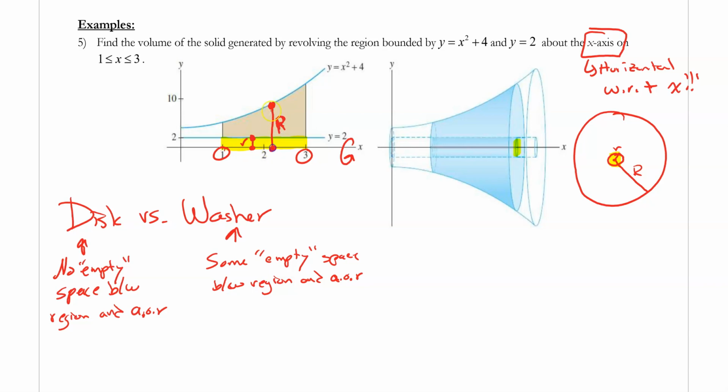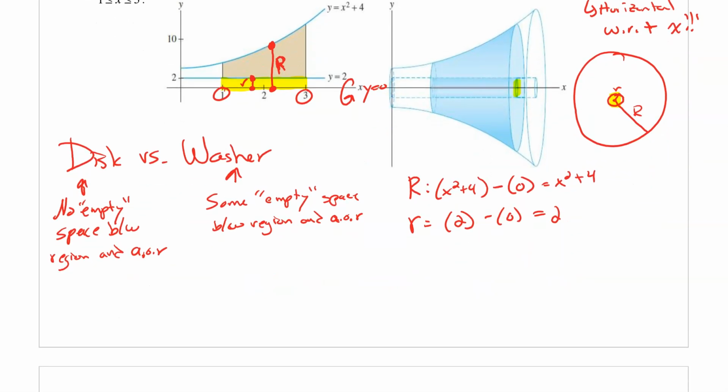Okay, so I've shown you now how to look at big R and little r. Again, you always go from your axis to your outer function, axis to inner function. That's big R, little r. So big R, think about it as top minus bottom. So big R is going to be x squared plus 4 minus 0, because this is basically y equals 0. So that's just x squared plus 4. Little r, notice this function is always 2. So little r is 2 minus 0. Really, it's just 2.